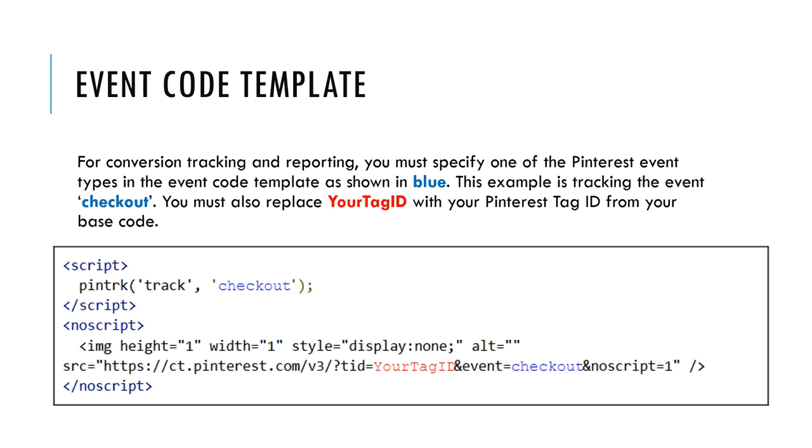For conversion tracking and reporting via these event codes, you must specify one of the Pinterest event types in the event code, as shown in this example in the color blue. This example is tracking the event checkout. You must also replace your tag ID with your Pinterest tag ID, which is found in the base code.